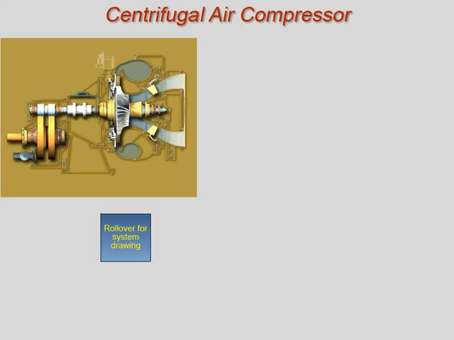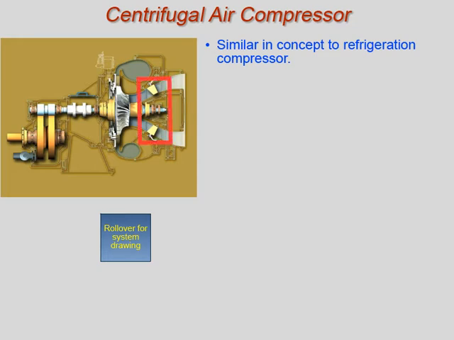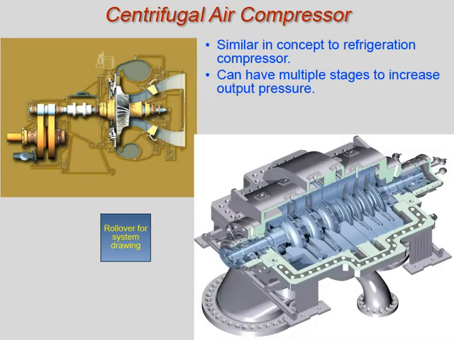The centrifugal compressor is very similar to the centrifugal compressor for refrigeration. It has adjustable vanes on the inlet that regulate flow into the impeller. A centrifugal air compressor may have several stages, just like a centrifugal pump can. The result would be the same, a higher pressure would be produced.